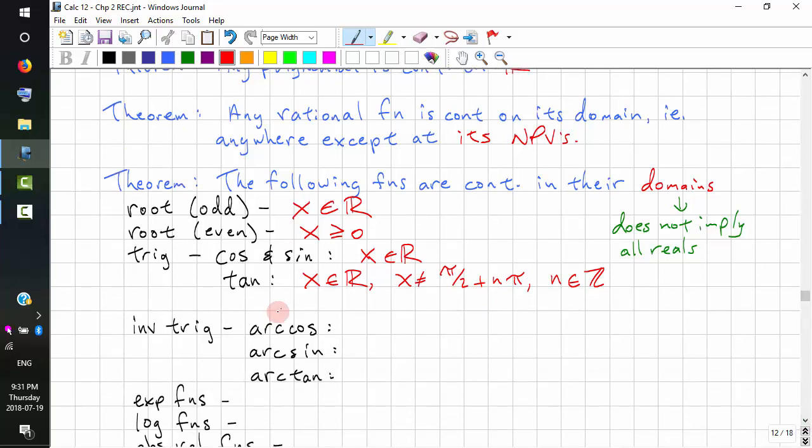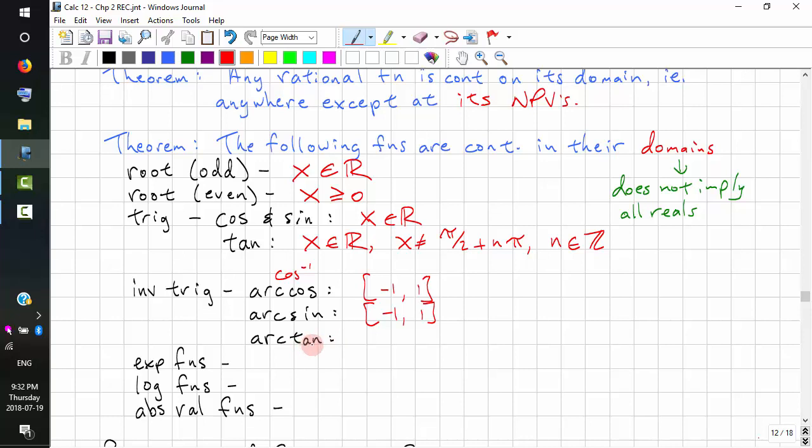Inverse trig function. Normally written like this. This is less confusing because it doesn't look like a power. So it means inverse cosine. That's from -1 to 1. And we know this because the range of cosine is -1 to 1. So the inverse means that this is the domain. Sine, same thing, -1 to 1. The range of tangent is all reals, so the domain of inverse tangent is all reals.